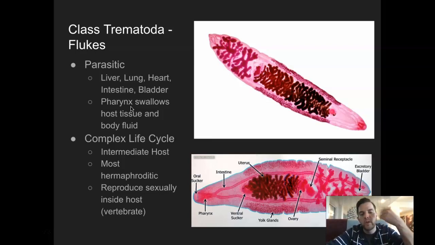and will pull in host tissue and body fluid, usually blood, in that respect. They have a very complex life cycle. A lot of flukes actually have more than one host. So, like I said, they can be found in a lot of vertebrates.